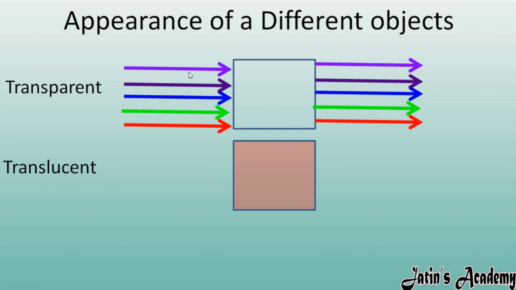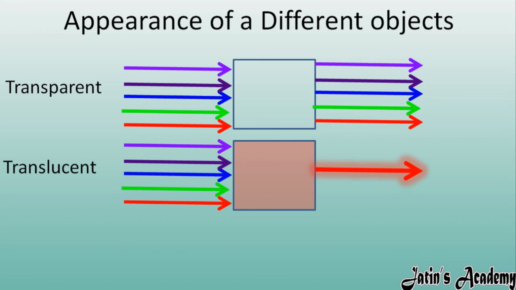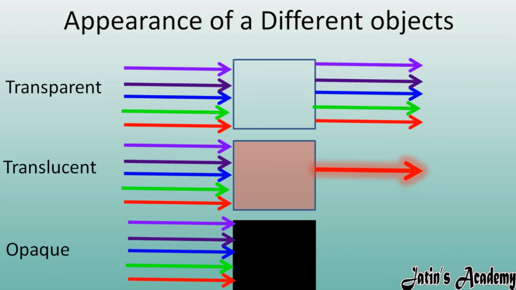Next we are having translucent objects. So what do you mean by translucent objects? Translucent objects are those objects which allow partial light to pass through them and absorb some of the light into them. Those are known as translucent objects. And the third category of objects we are having is opaque objects. Opaque objects are those objects which absorb all the light radiations into them and do not reflect back any light radiations. Okay, so those objects are known as opaque objects.